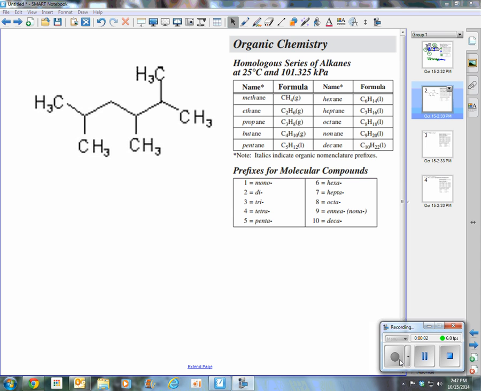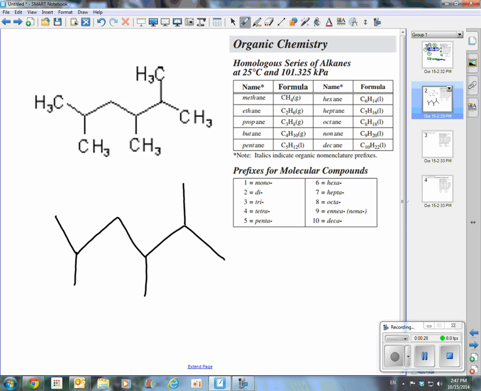Okay, so this problem involves a line diagram. Now, I'm not really all that fond of this particular line diagram. The main reason is that it has these CH3s on the ends, and I don't really like that very much. So I'm just going to copy out this line diagram without the endings on it, because I find that makes a little bit more sense to me.